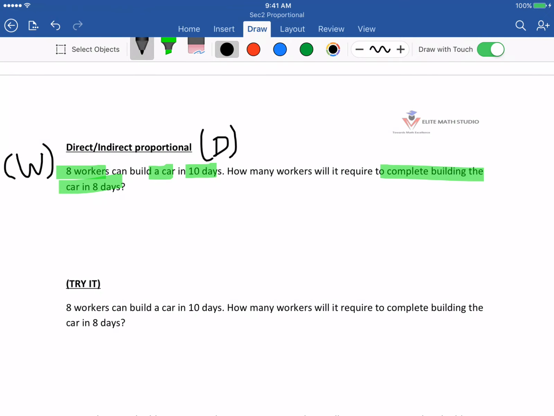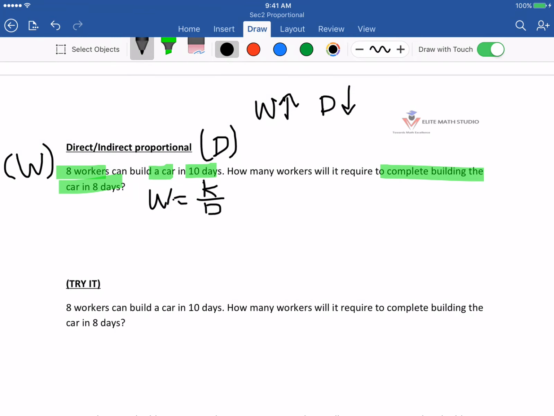So let me ask you, is W directly proportional to D, or is W inversely proportional to D? You ask yourself, when the workers increase, will the number of days increase or decrease? The number of days will decrease. If one increases and one decreases, it means they are inversely proportional. When both variables increase or both decrease, then it's direct proportion. So for this one, you write W equals K over D.